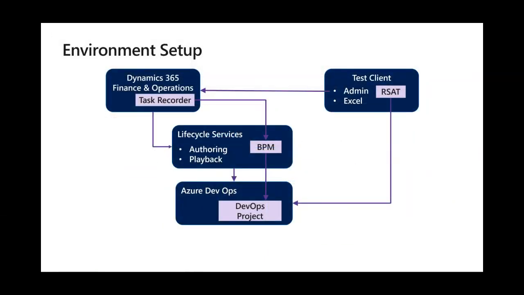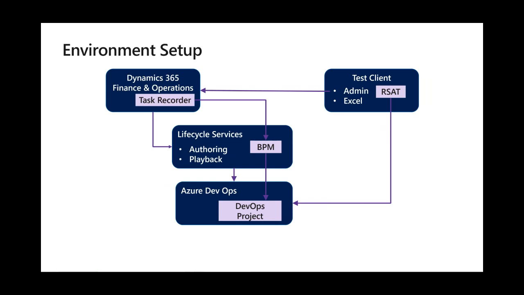So this slide comes from my colleagues who gave the RSAT Tech Talk. It walks you through the different major components involved in creating regression tests. The starting point is the LCS library and the Business Process Modeler, or BPM. This is where you have stored and defined your business processes. These business processes are then recorded in Dynamics 365 with the task recorder by functional users and pushed or saved into the BPM.